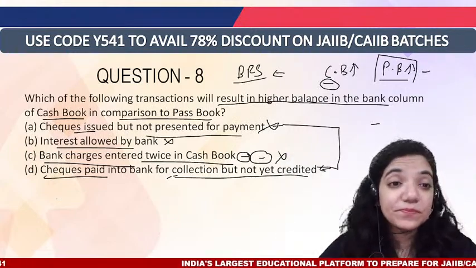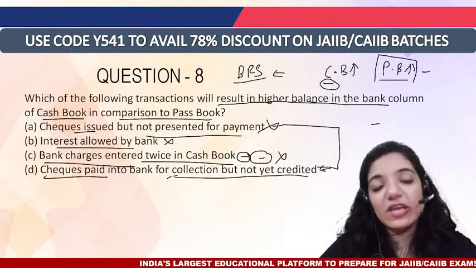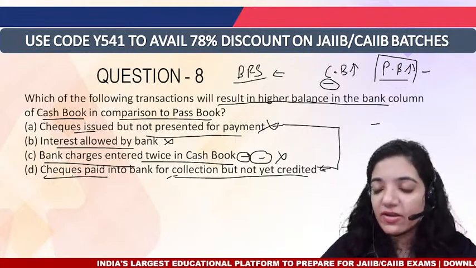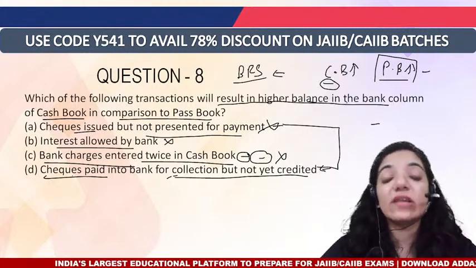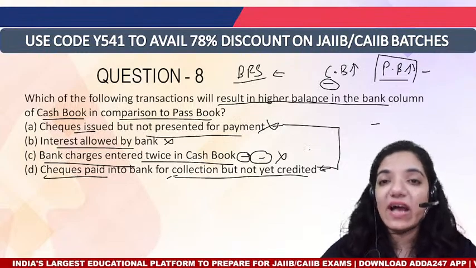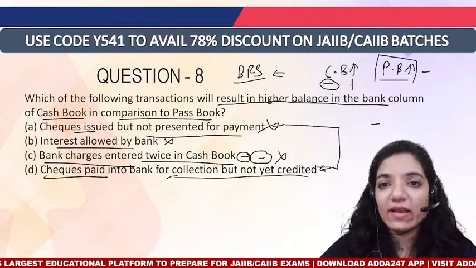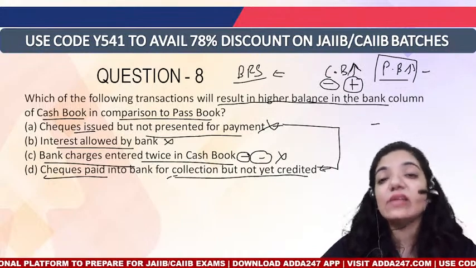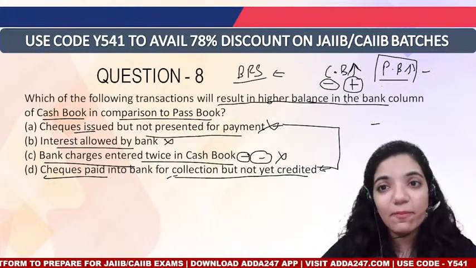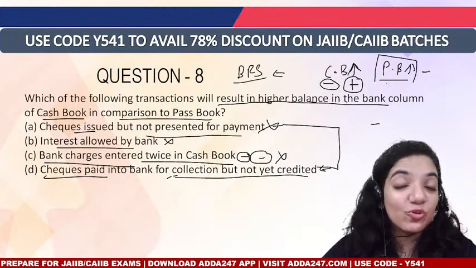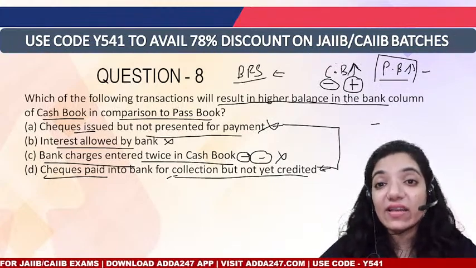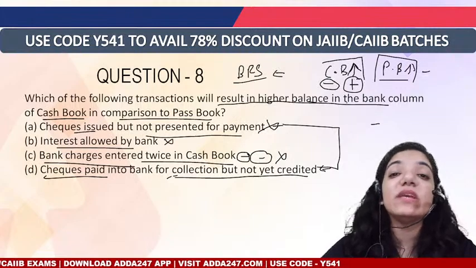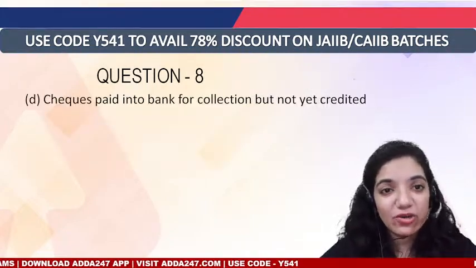Now the point is that the checks paid into the bank for collection but not credited. This is the point where a check has been given to the bank. That means I had a view that okay, I am receiving a check. Now this would cause an increase in the cash book balance. But in actual, the passbook has no clue about it. That means in this case, our cash book balance turns out to be more. So that's the point. That is D.